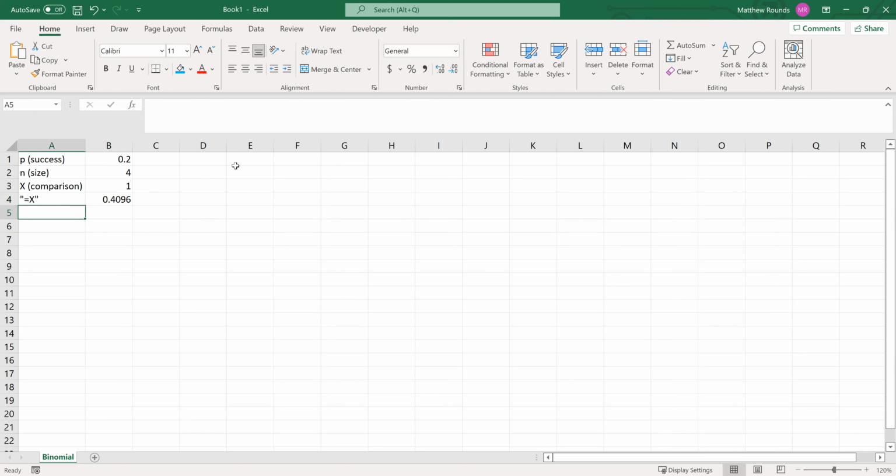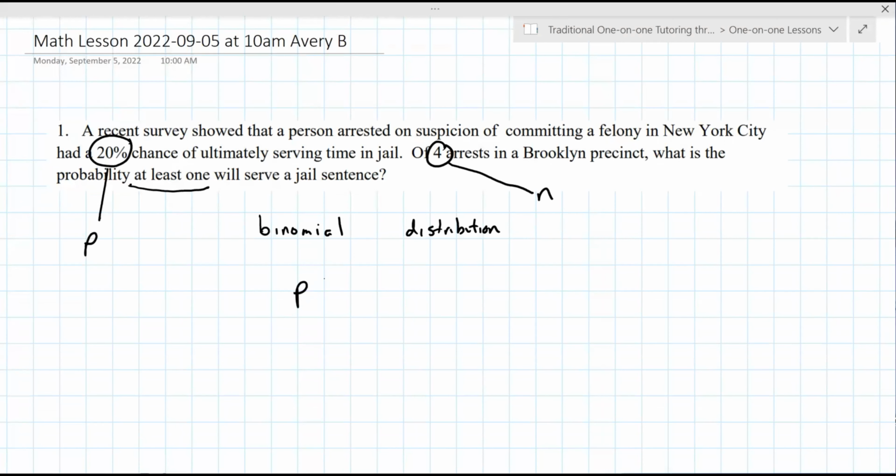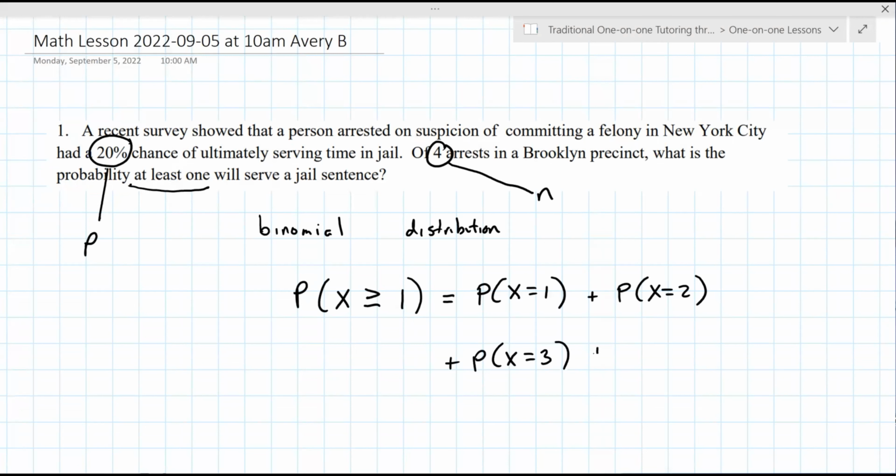So then, what you want in this problem, it says at least one, and I guess I need to go back to the other screen for a moment here. So what this problem wants is the probability that X is greater than or equal to 1, which means the probability that X equals 1 plus the probability that X equals 2 plus the probability that X equals 3 plus the probability that X equals 4. And you can see the problem with this is that it's a lot of things that you would have to count or add up at the end.